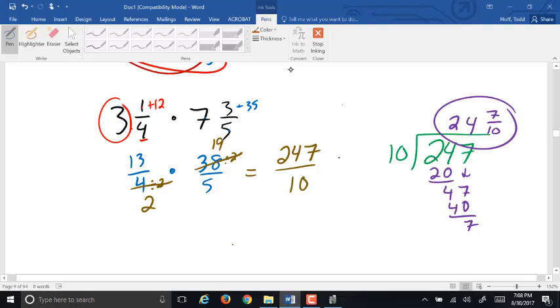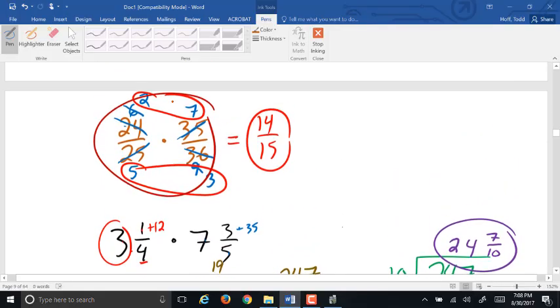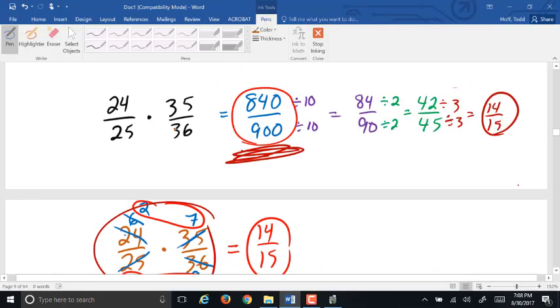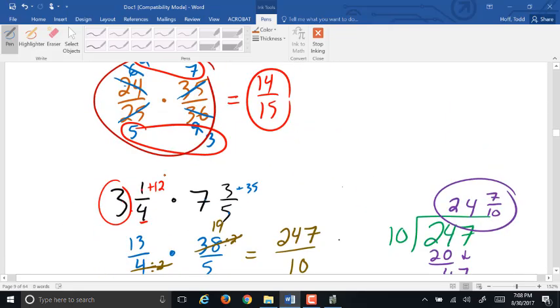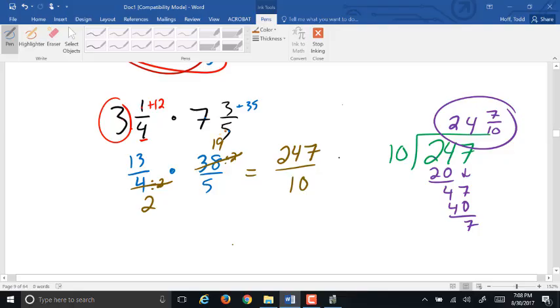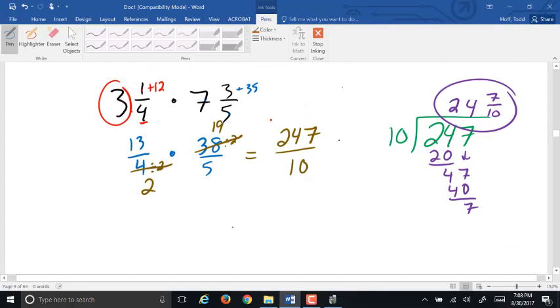Now, just for fun, does anybody want to see how you would multiply those as mixed numbers? Sure? Okay. There you go. Make sure I have the right fractions. Okay. Well, we'll come back and do another example. 3 1/4 and 7 3/5.